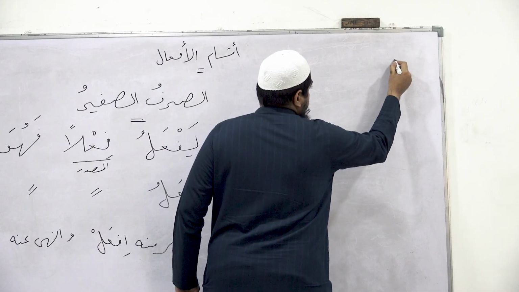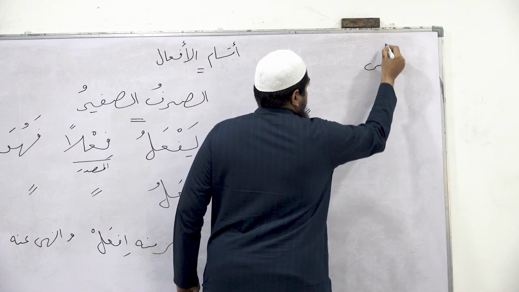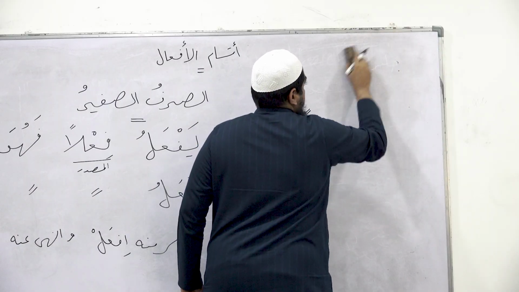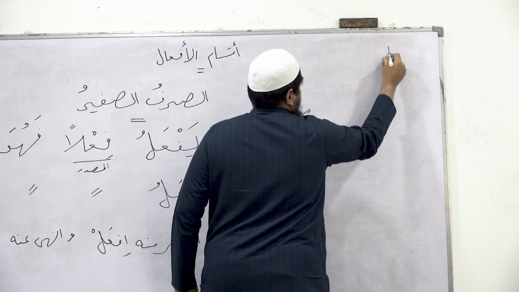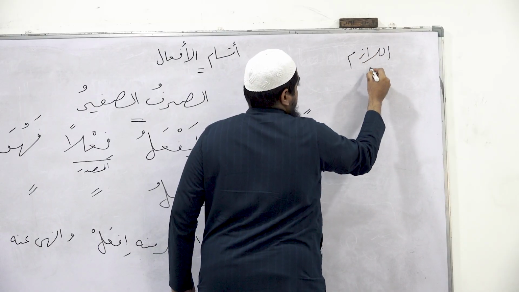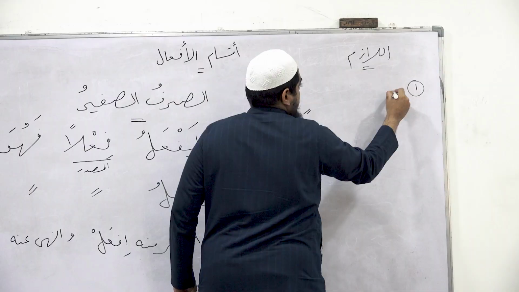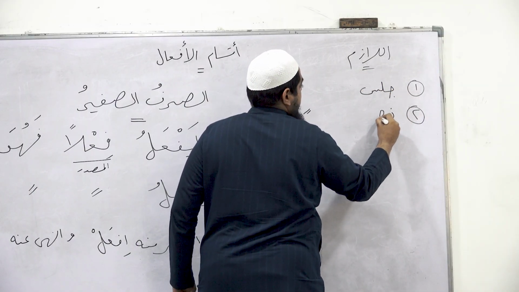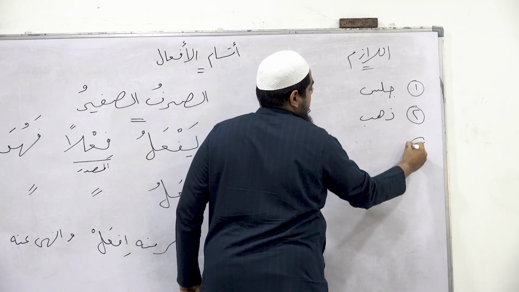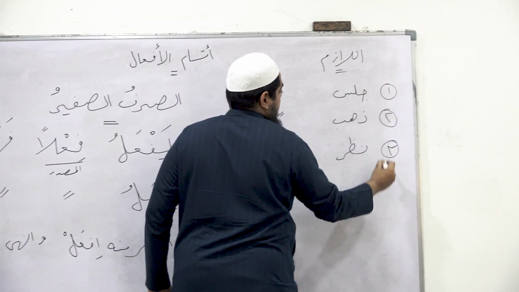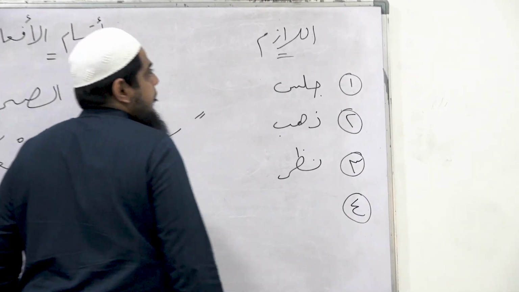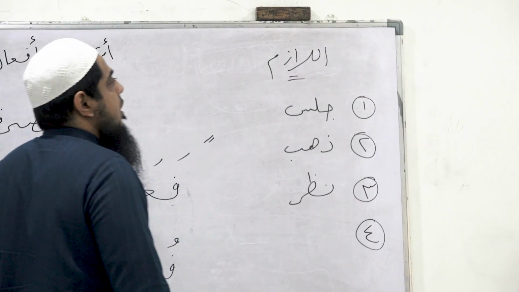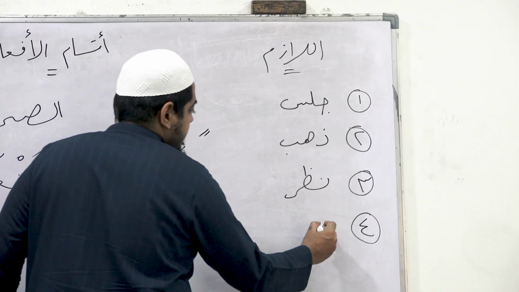Like, for example, jalasa. This is lazim. جلس، ذهب، نظر، نظر ينظر. What else you have? فرح.